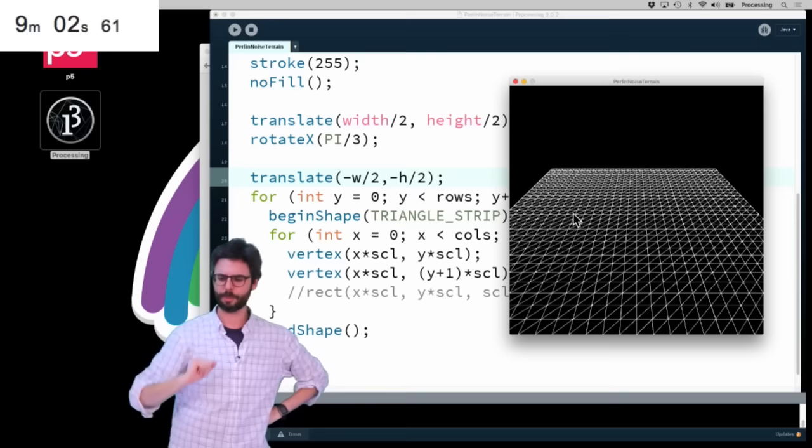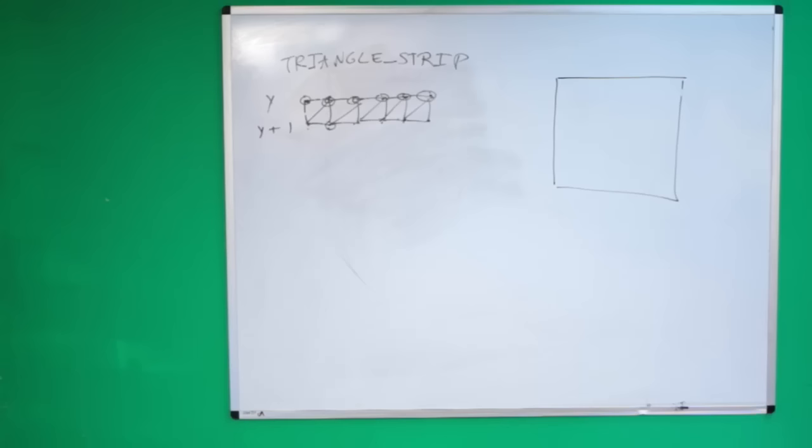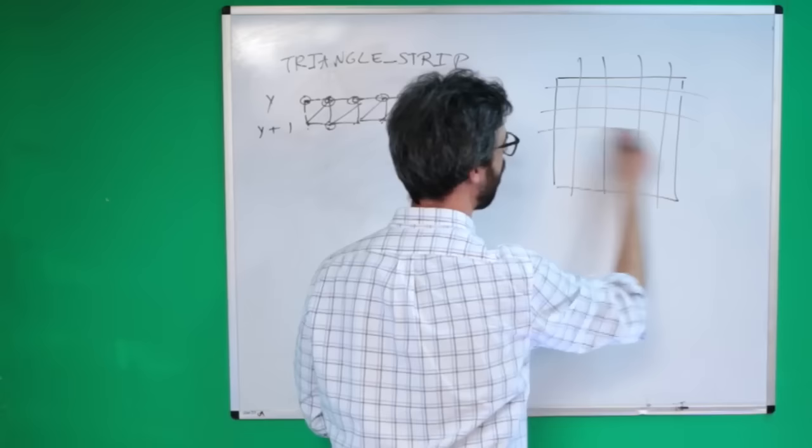Like, let's make all of them random. So how do I pull them up? Well, each vertex only has an x and a y, right? Remember, this is the mesh that I'm drawing. It's exactly this, but just turns on its side.